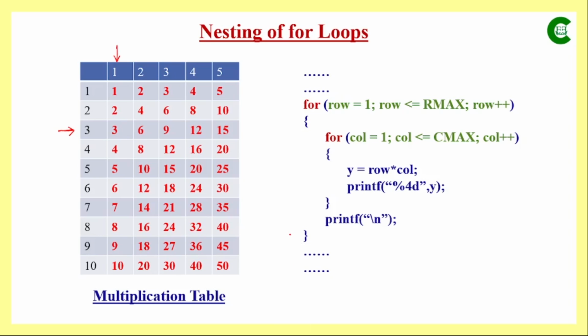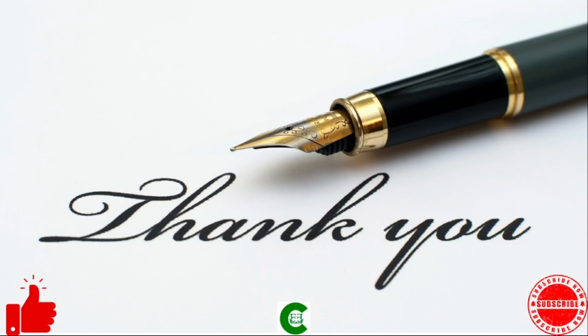So this is how the nesting of for loops works. So this is how we print the multiplication table by using nested for loops. I hope the logic of nesting of for loops is clear now.